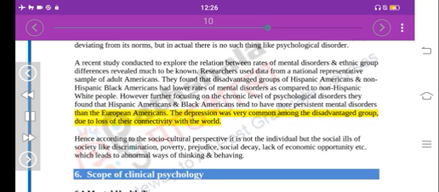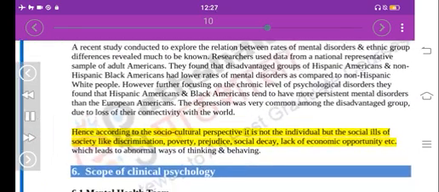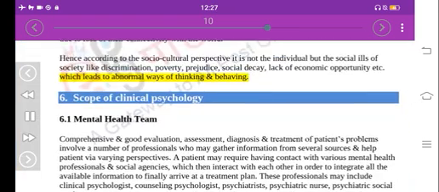Depression was very common among the disadvantaged group, due to loss of their connectivity with the world. Hence, according to the sociocultural perspective, it is not the individual but the social ills of society like discrimination, poverty, prejudice, social decay, lack of economic opportunity, etc., which lead to abnormal ways of thinking and behaving.